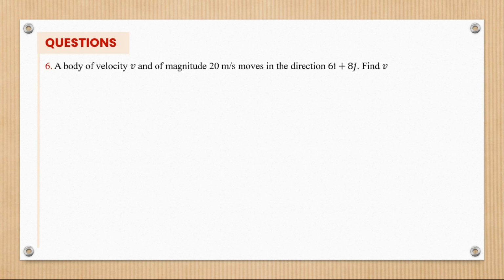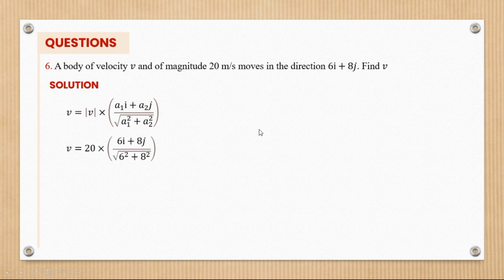Alright, in question number 6, we're being told that a body of velocity v and of magnitude 20 meters per second moves in the direction 6i plus 8j. We're told to find v, so we need to find that vector v. So v shall be equal to the magnitude of v, which is already given right here, times the unit vector of the direction, which shall be that. So I have v being equal to 20 times into bracket 6i plus 8j over root of 6 squared plus 8 squared. So I'll have it this way.